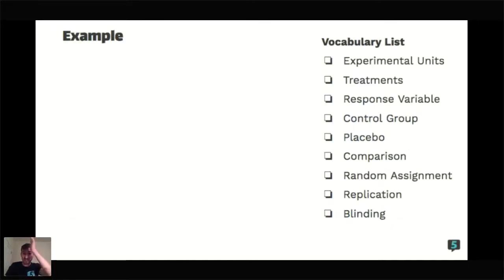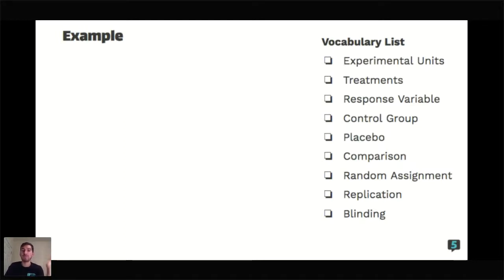The list of terms on the right side of this screen, I believe we've talked about all of them so far: experimental units, treatments, response variable, control group, placebo, comparison, random assignment, replication, blinding. The AP exam will give you a lot of different scenarios and could potentially ask you about any of these features. Multiple choice questions love asking which of these statements must be true based on a description.